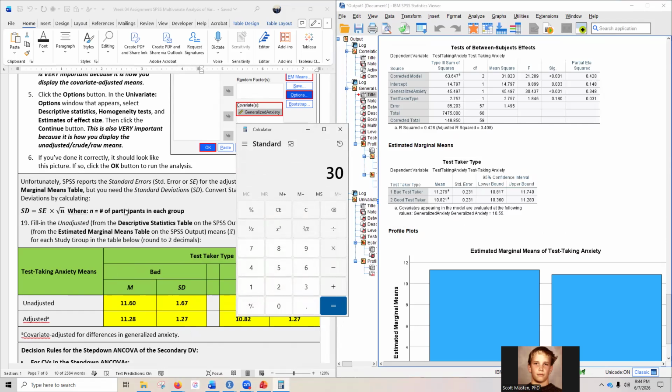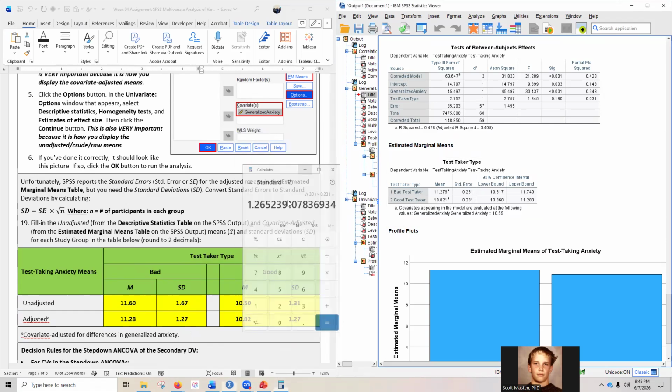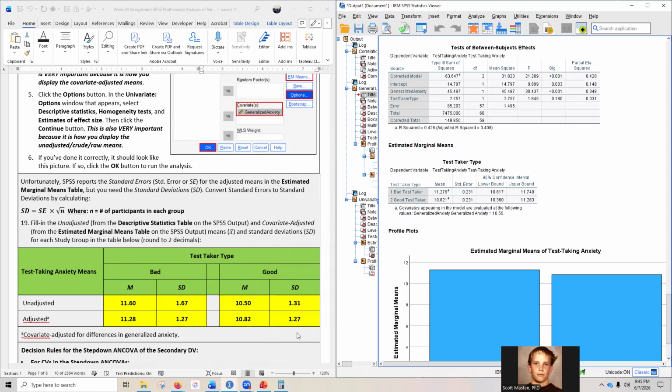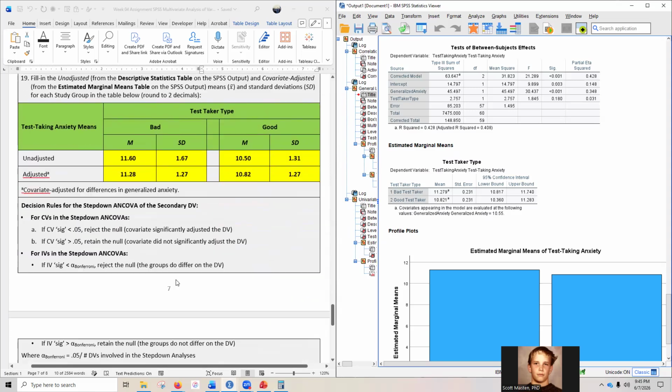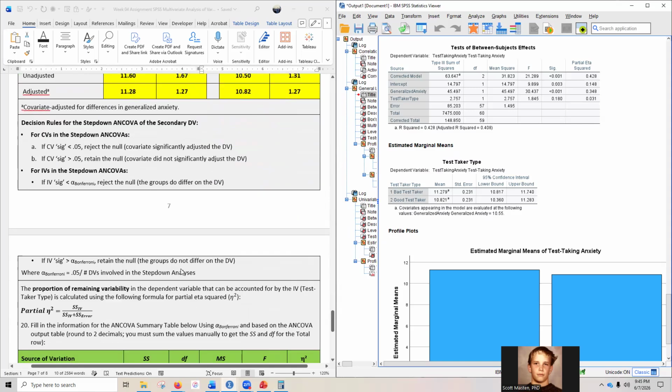So 30, again, is the n. We need the square root of that. It's this number right here. And we need to multiply that by the standard error, either one, it's the same number, 0.231. And that gives you 1.265, which would round to 1.27. Because the standard error is the same for both groups, the standard deviation is 1.27 for bad and good test takers. All right. That's, I think, the hardest part, honestly.